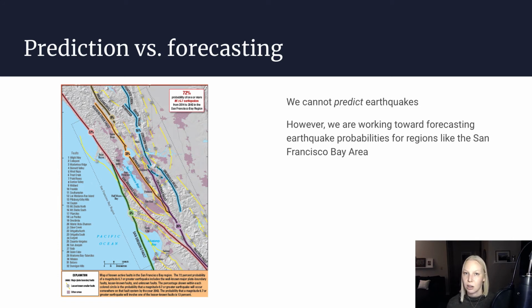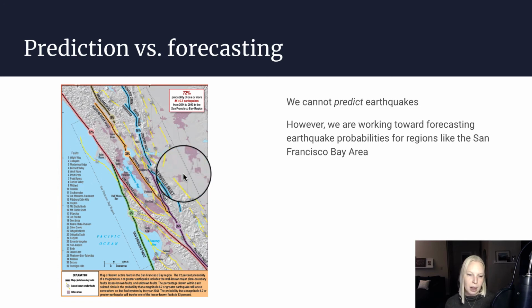But what we are working on is forecasting the probability of large earthquakes in places where they are pretty likely to occur, like the San Francisco Bay Area, which you can see here in this map. And so this is an example of earthquake probability forecasting. You can see that the faults in the Bay Area, the major faults, are all highlighted, and they have a probability associated with them. And that probability is how likely a magnitude 6.7 or greater earthquake would be between the years of 2014 and 2043.